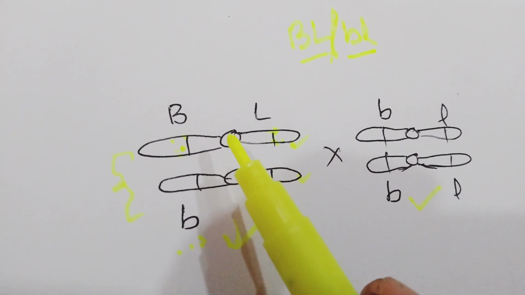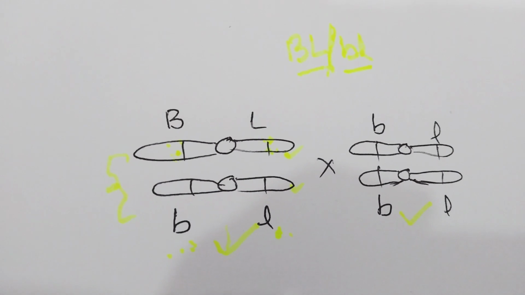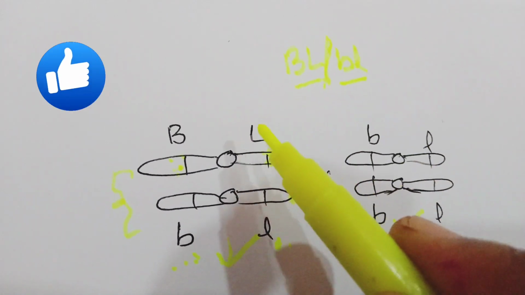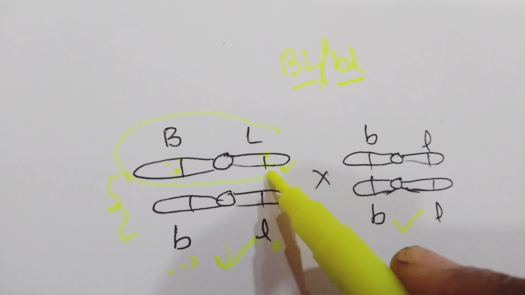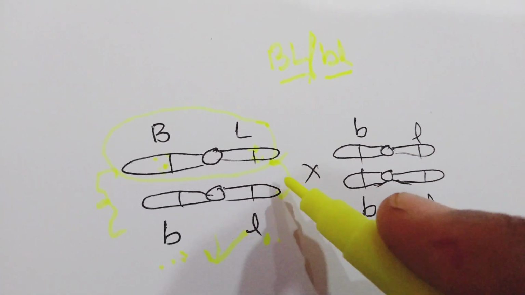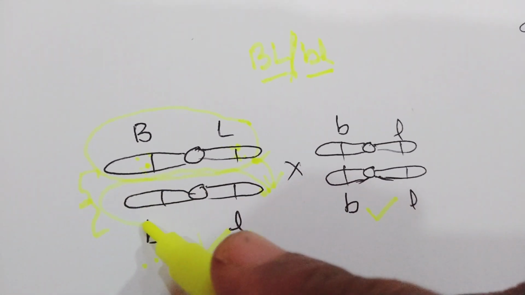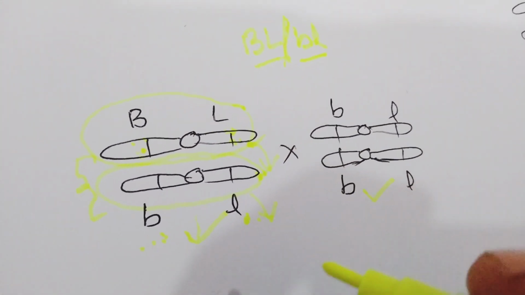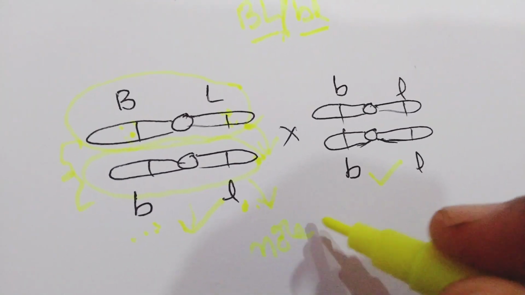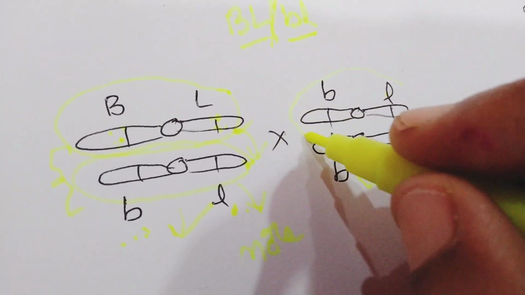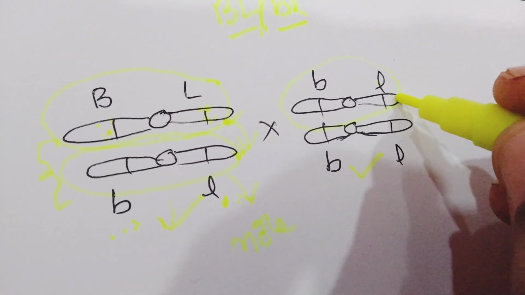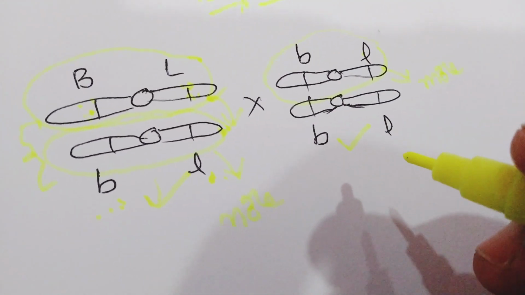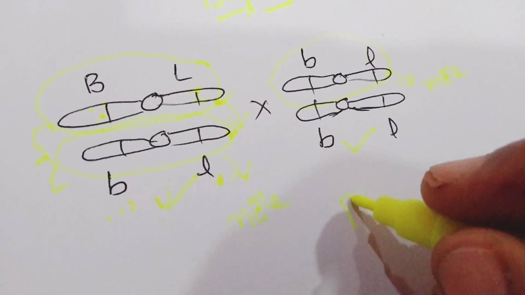As we know, genes present in a single chromosome do not tend to separate during the formation of gametes. That's why they went as they were to the next gamete. This chromosome also went to the gamete as it is. That's why we get more parental combinations. Here also the same: the gametes with BL are formed in more number.